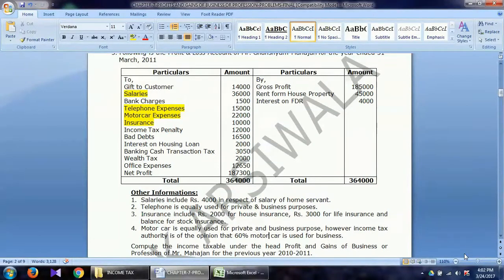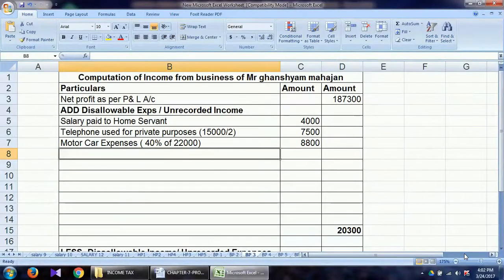In the problem, it is given that the insurance expenditure is of 10,000 rupees. Out of the 10,000, 2,000 is for house insurance, 3,000 is for life insurance, and balance is for stock insurance. So, according to Income Tax Act, only the stock insurance which relates to business of the SSE will be allowed as a deduction, and the remaining amount of 2,000 for house insurance and 3,000 for life insurance will have to be added back as it is a disallowable expenditure. So we will add back those expenses.